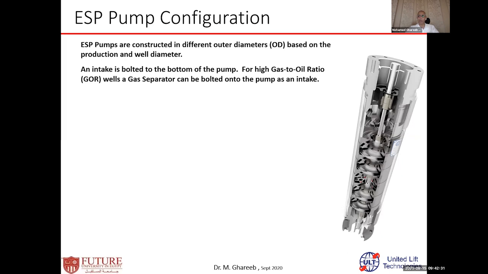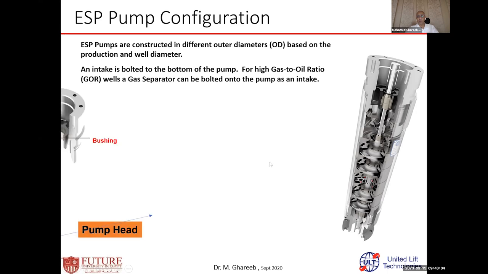Then the top of the pump is connected, bolted or threaded, to the tubing. The bottom of the pump is connected to what we call the intake. This intake can be either a normal, standard intake if there is no gas, just a port working like a manifold, or a separator. A separator is usually used to separate gas before entering the pump, to reduce the volume of gas entering the pump, to increase the pump volumetric efficiency, and so on.